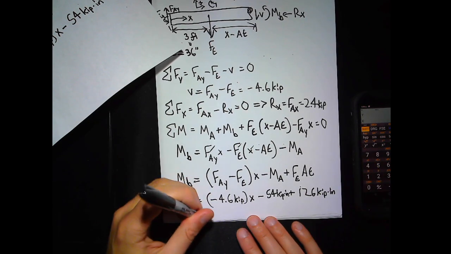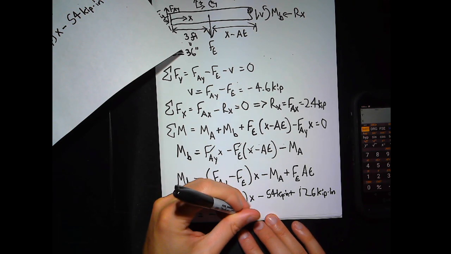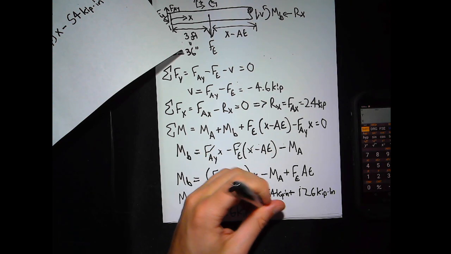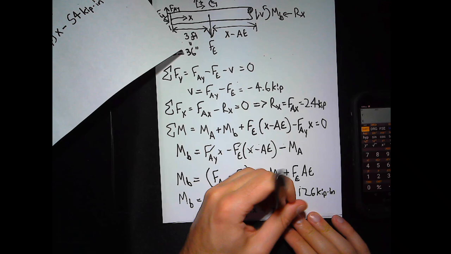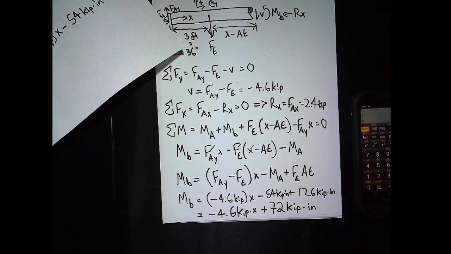So I can rewrite this as negative 4.6 kip times X, plus 72 kip inches. All right, so that's my bending moment in the second half there.